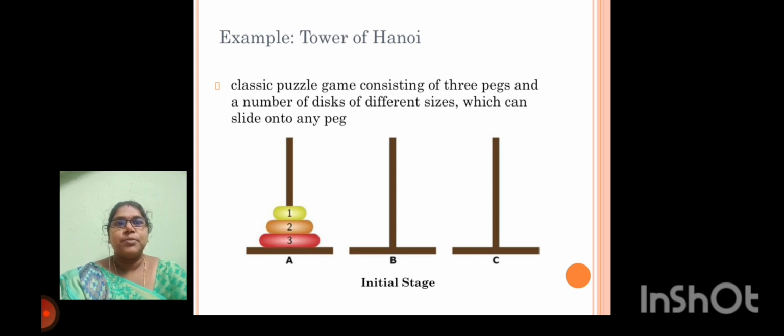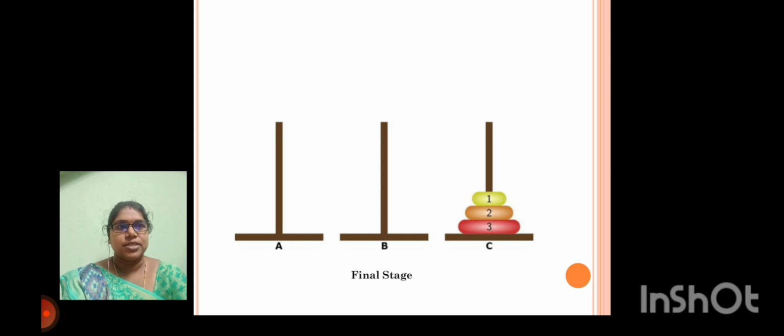There are 3 pegs in the problem which have several disks on them. We need to move the disks from the source to the destination. So here this is the initial stage. A is the source peg. We need to move the disks from A to C. Here C is the destination. This is the final stage.